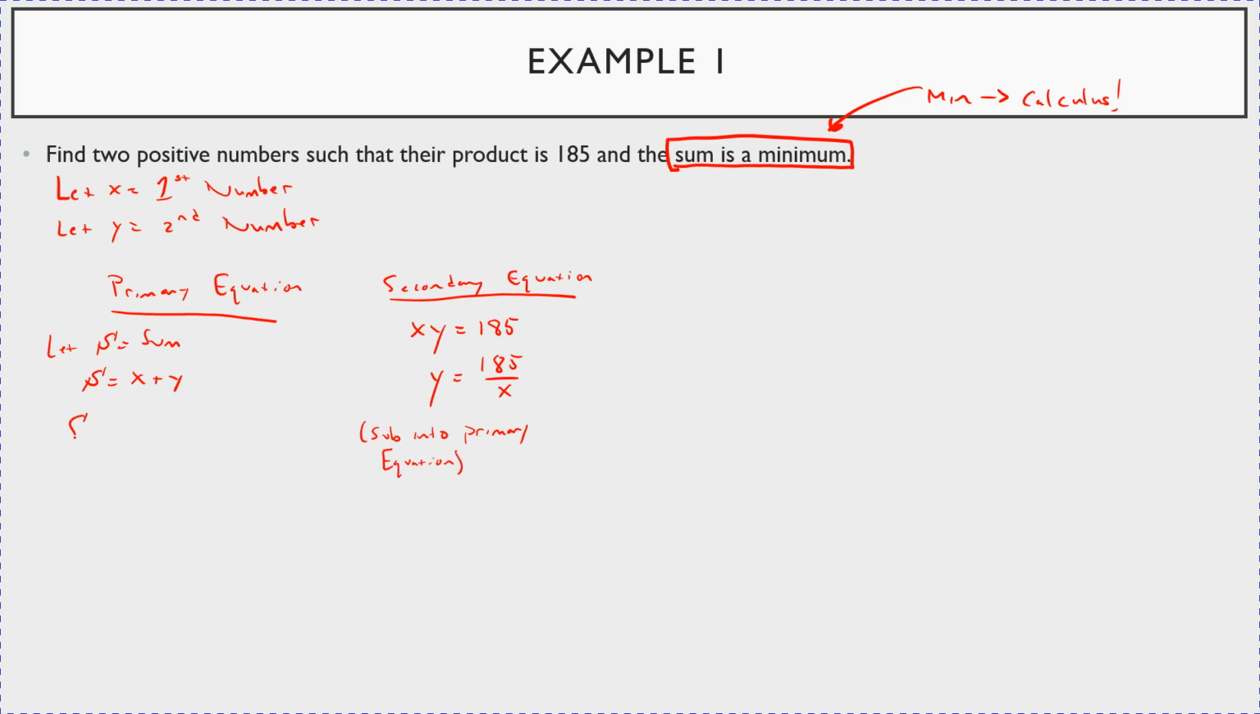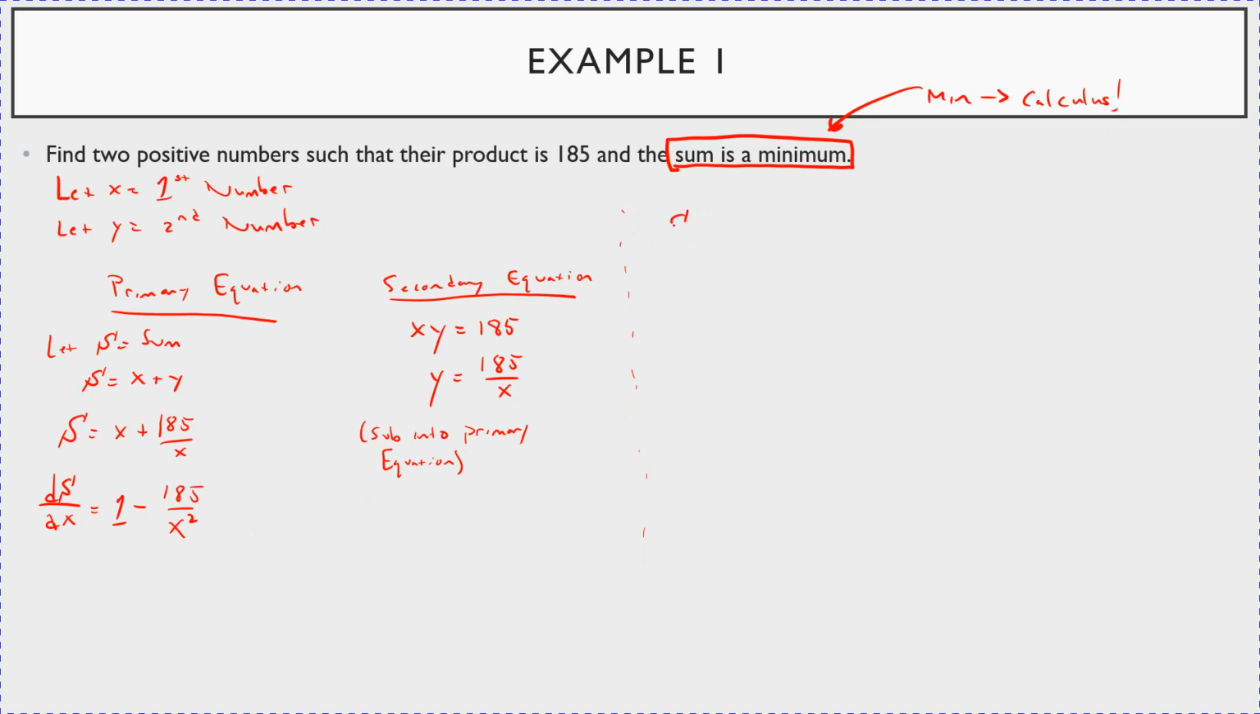So look, the sum is equal to x plus y, and I'm replacing y with 185 over x. Now apply the calculus. If I want to minimize this, let me find the derivative. The derivative of the sum with respect to x is equal to 1 minus 185 over x squared. I bring this up as x to the minus 1, and that's how I get this. Next you're going to set this equal to 0.